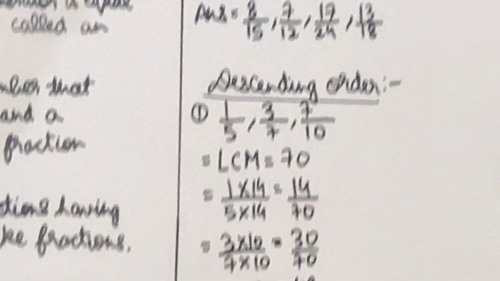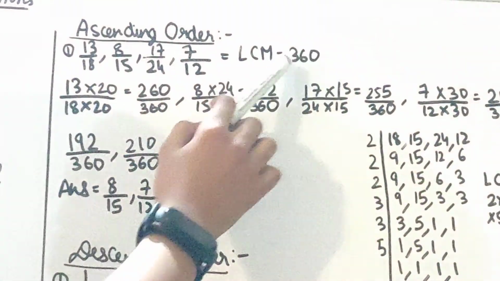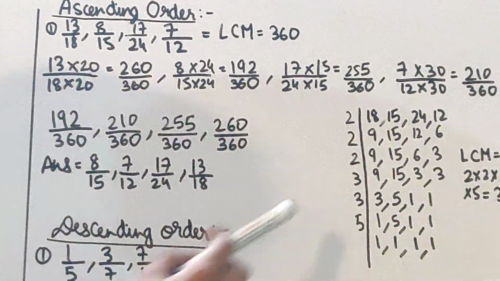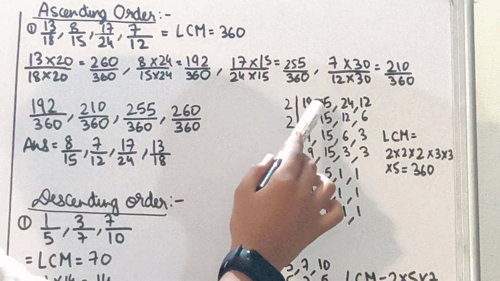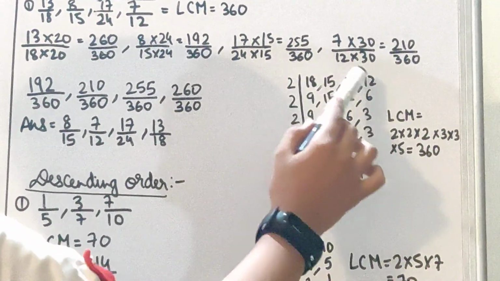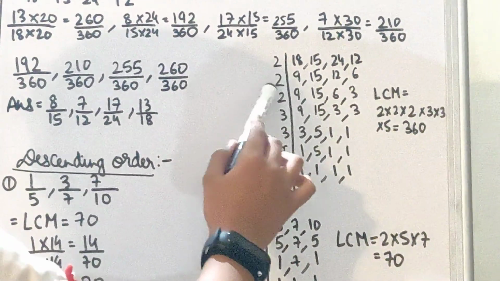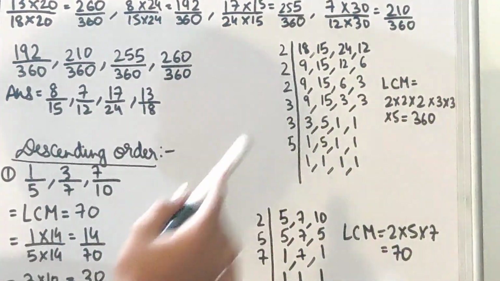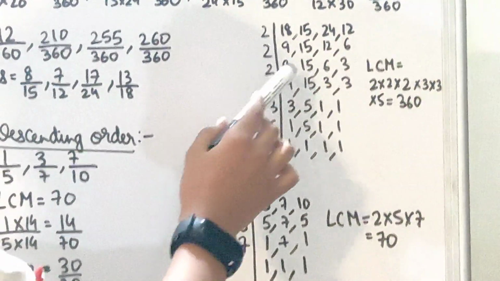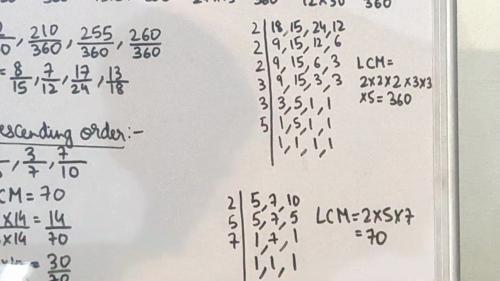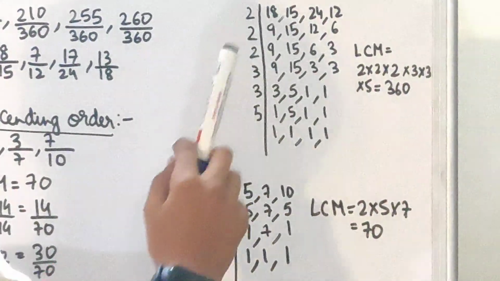Then ascending order. Over here, first of all we need to find the LCM of the denominators. So it will be like this. 2 9s are 18, 15 will not be divisible, and 2 12s are 24, 2 6s are 12. Then again 2. So 9 and 15 are not divisible. Then 2 6s are 12, 2 3s are 6. Now 9, 15 and 3, these three are not divisible by 2.